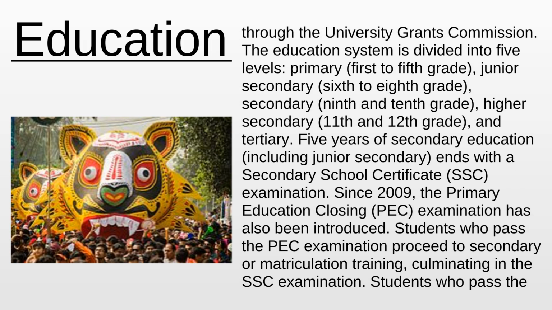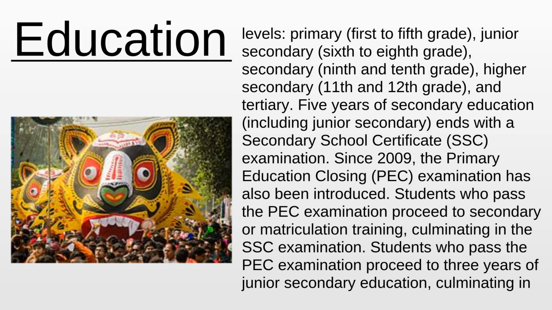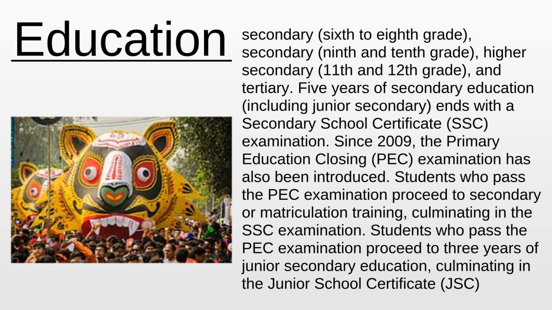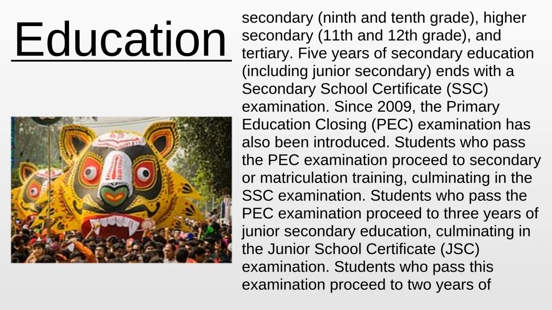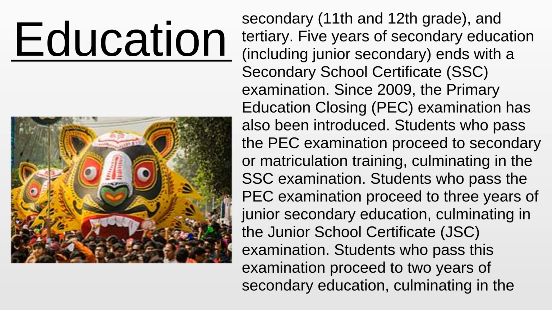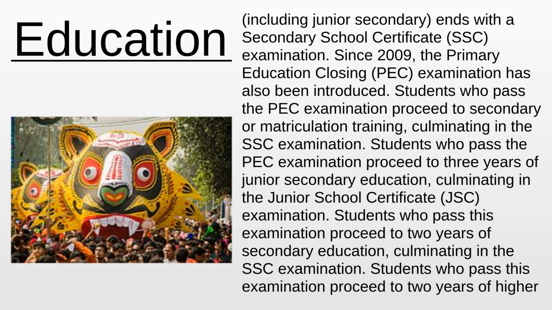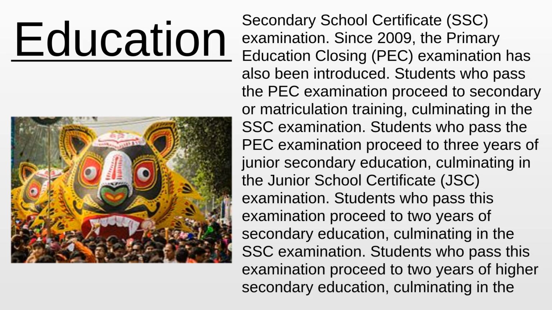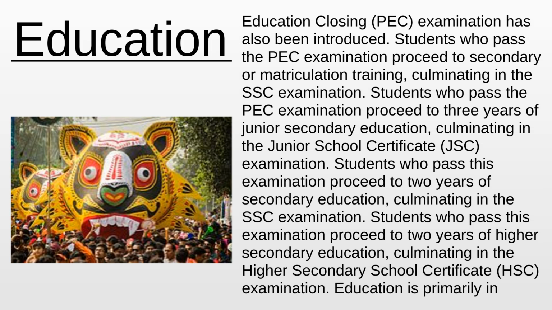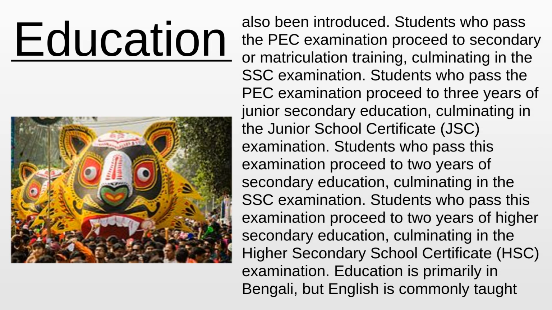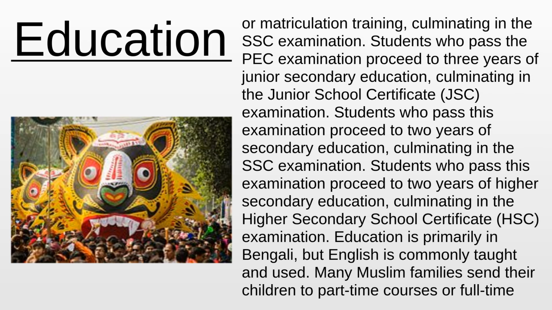The education system is divided into 5 levels: primary, 1st to 5th grade; junior secondary, 6th to 8th grade; secondary, 9th and 10th grade; higher secondary, 11th and 12th grade; and tertiary. 5 years of secondary education, including junior secondary, ends with a Secondary School Certificate, SSC, examination. Since 2009, the Primary Education Closing, PEC, examination has also been introduced. Students who pass the PEC examination proceed to secondary or matriculation training, culminating in the SSC examination.